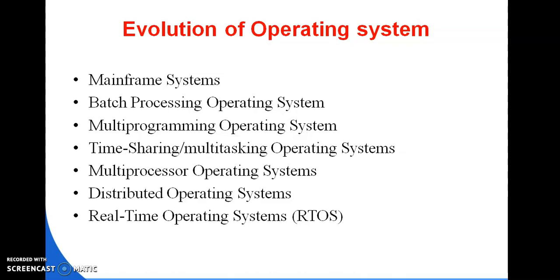So next is your multi-programming operating system. First, what is multi-programming? Multi-programming increases CPU utilization by organizing jobs so that the CPU always has one to execute. This type of operating system is used to execute more than one job simultaneously by a single processor. It increases CPU utilization by organizing jobs so that the CPU always has one job to execute.